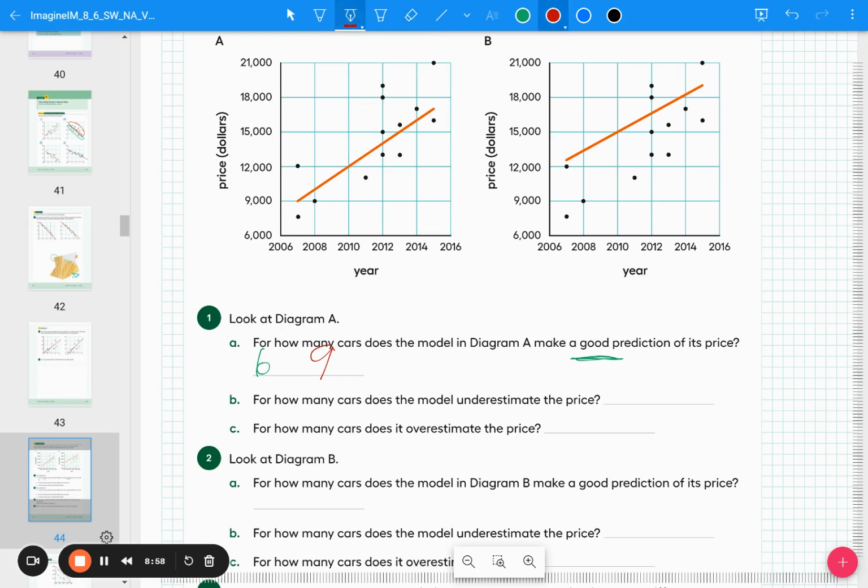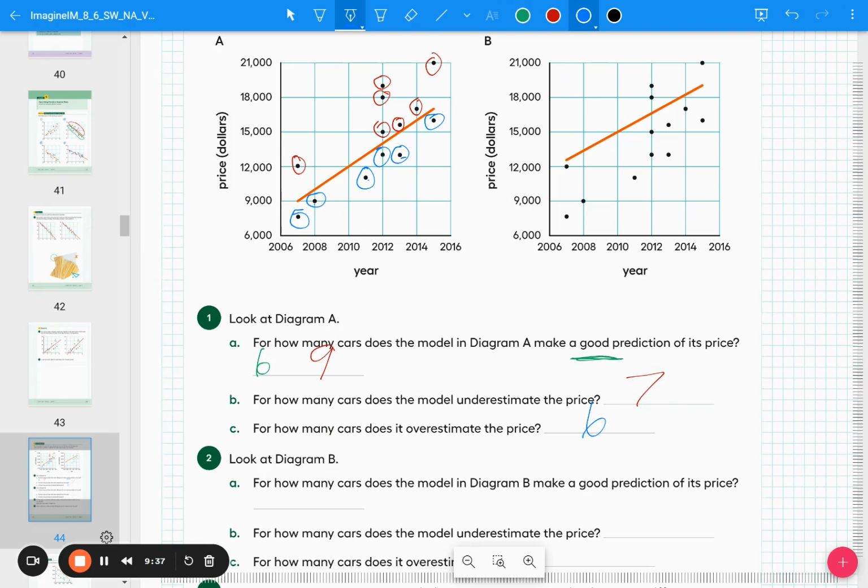Get the eraser going. So then, how many cars does the model underestimate? How many of them is the red line under? The red line is under this point, this point, this point, this point, this one, and this one. So 1, 2, 3, 4, 5, 6, 7. So it's under 7. How many is it an overestimate for? Well, which ones is the red line above? All of these. 1, 2, 3, 4, 5, 6. We know there were 13. If it's under for 7, it's got to be over for 6, right?